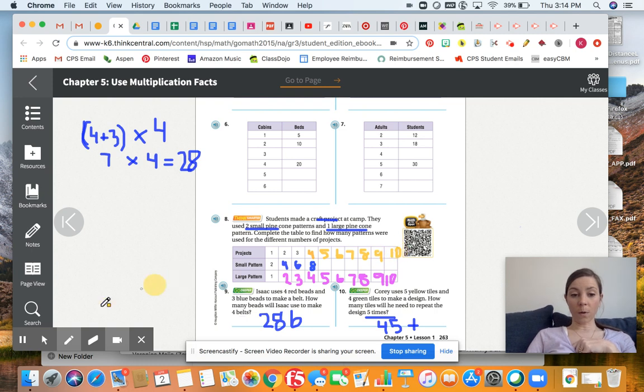And now the small patterns. Those are adding 2 each time. 10, 12, 14, 16, 18, 20. So good job if you got that table. The clues in the word problem is what helped me figure out what to add each time. Okay, we'll stop and do one more video for the problem solving.